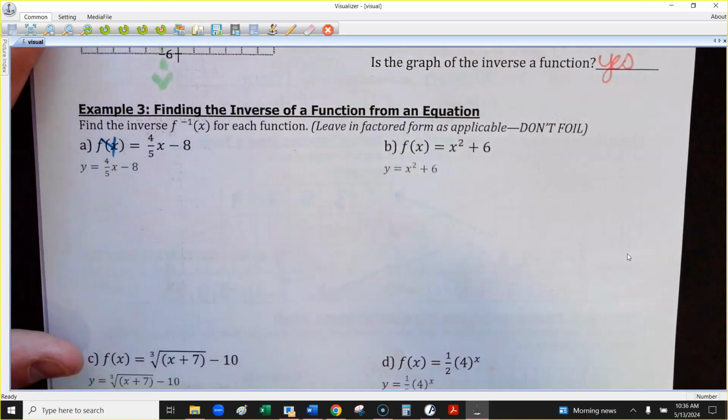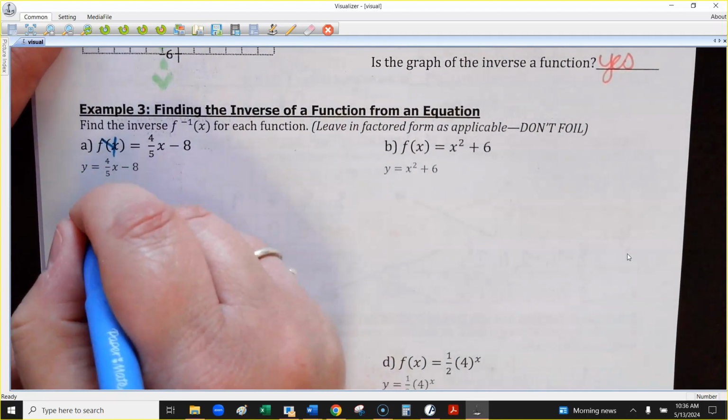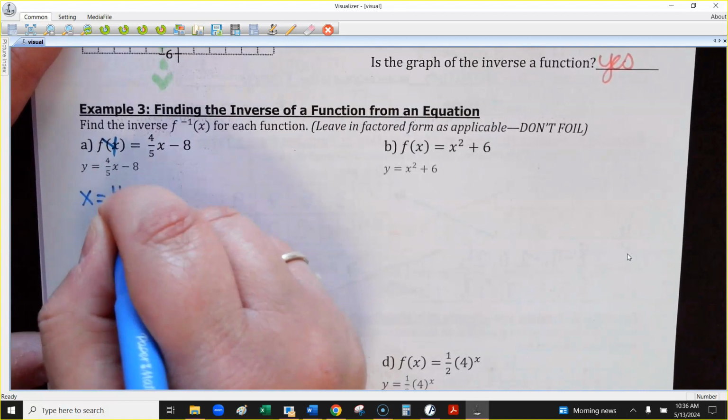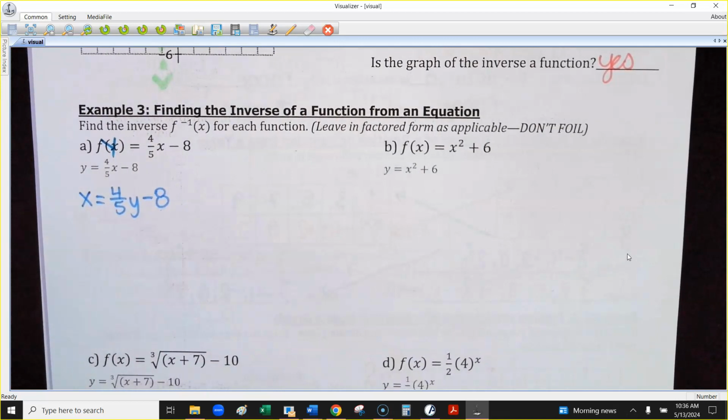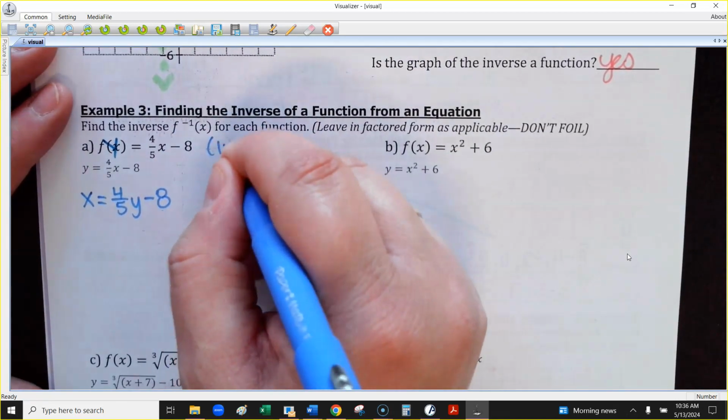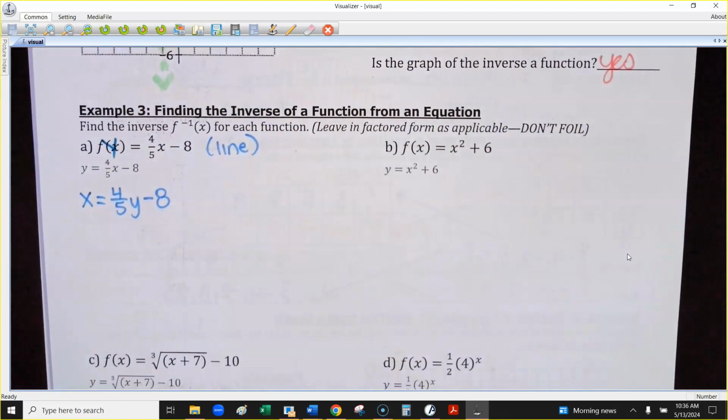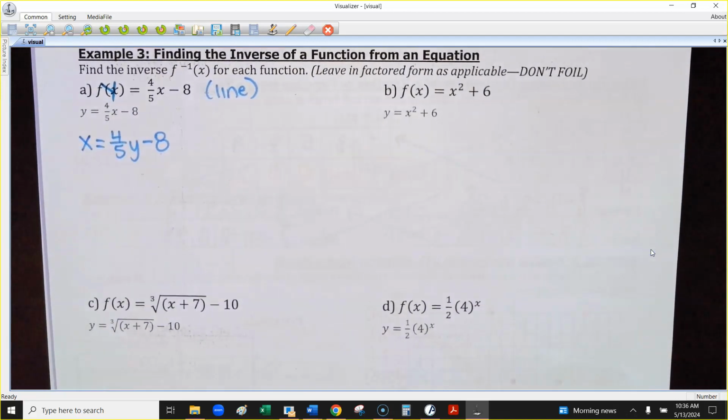So if I switch these up, I would just write x equals 4/5 y minus 8. The original is a line, and the inverse will also be a line. If you have a line, the inverse is always also a line. Now, the key is you want to get y by itself on one side. So what would I do first if I was trying to get y alone? After I switch x and y, what would you do first algebraically? What do you think?